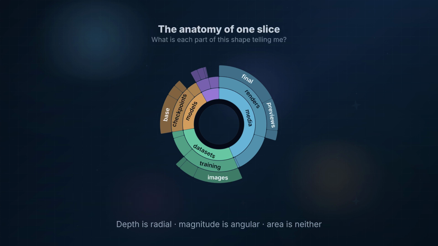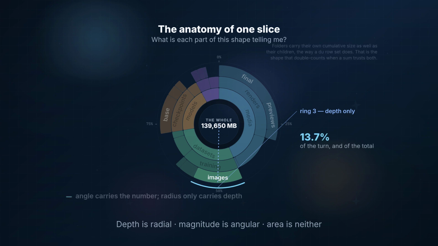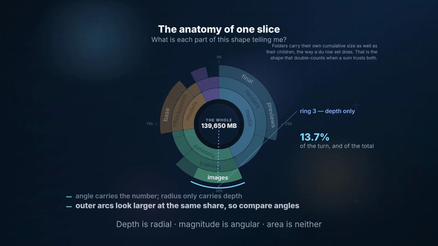Read a single slice properly. Take training images out on the 3rd ring. Its distance from the center tells you one thing, how deep it sits. It says nothing about size. What tells you size is the angle it sweeps, and this one covers about 14% of the turn, so it is about 14% of the disk. The slice's visible area, though, is not the encoding at all. Outer rings are longer, so 2 slices with identical angles cover very different amounts of screen, and we will come back to why that matters.